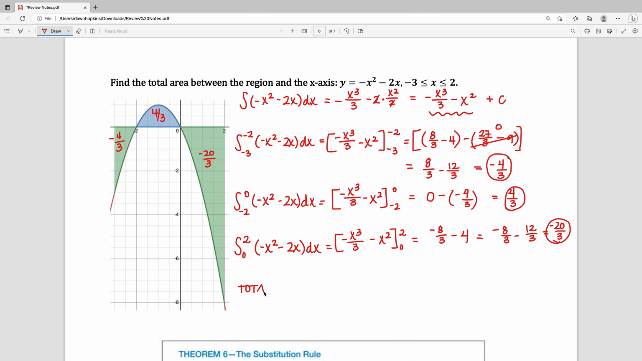So the total area, you're just going to add the absolute values of each of these three individual areas together. You get 4/3, it's the absolute value of -4/3, plus 4/3 for that blue region, and then the absolute value of -20/3, +20/3. Add those together and your total area is 28/3.